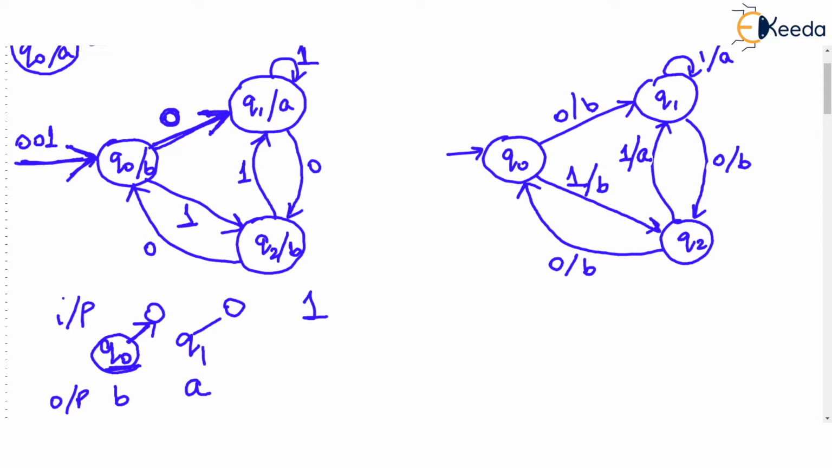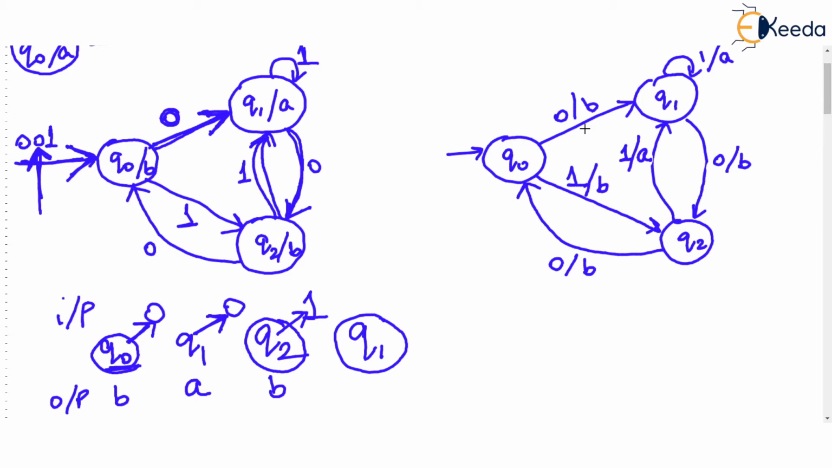Now Q1 will read the next input symbol 0. If Q1 reads 0, note the transition, the machine goes to Q2. So the machine is now in the Q2 state, correct? As soon as the machine is in Q2, it will produce output B. Then Q2 will read 1, the third symbol. Q2 on reading 1, observe the transition, goes to Q1. So the machine is now in Q1 after reading 1 in Q2.